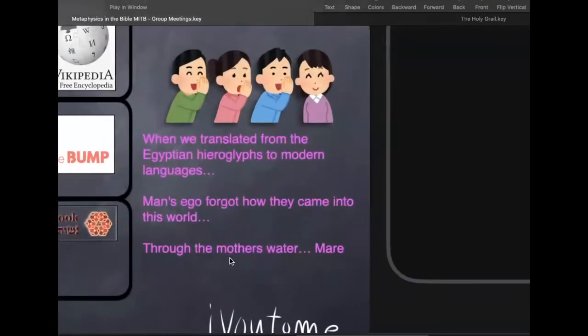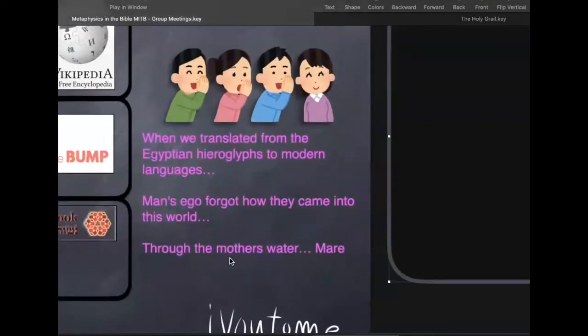So when we translated the Egyptian hieroglyphs to modern languages, man's ego forgot how they came into this world. And the only way is through the mother's waters. In Italian, that's called mare. That's the sea. That's the waters. And mare is Mary. And that's where you get the word Mary from.